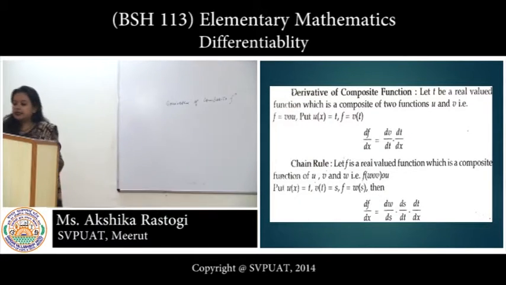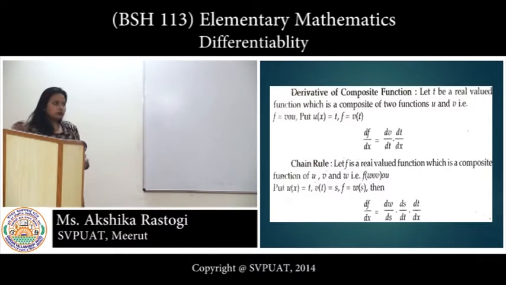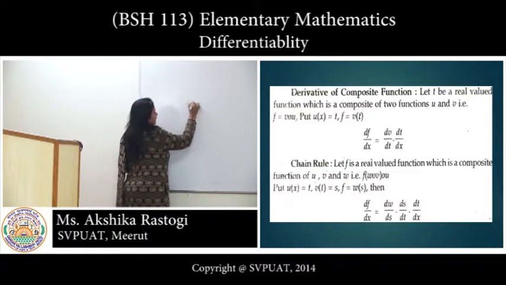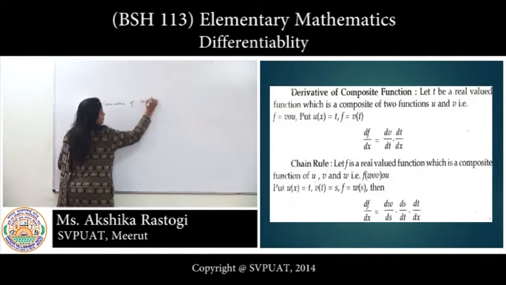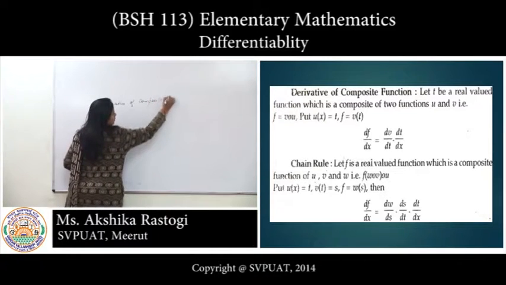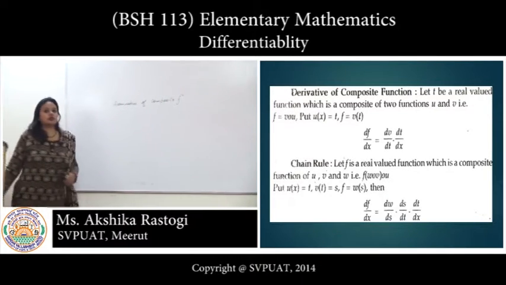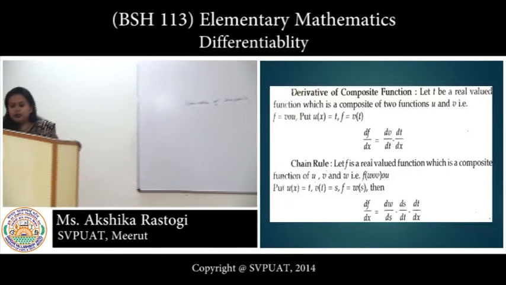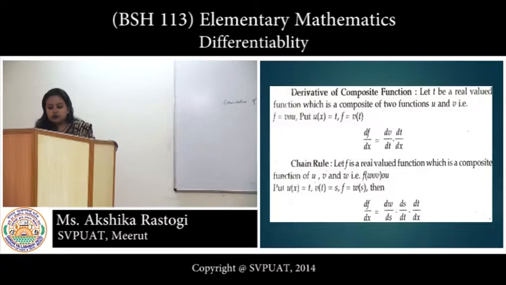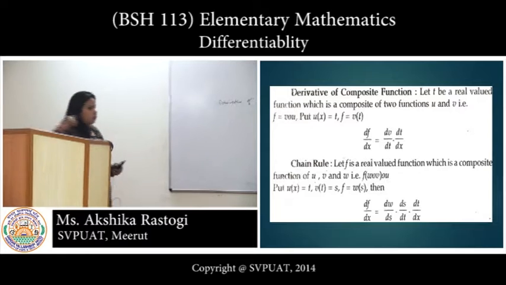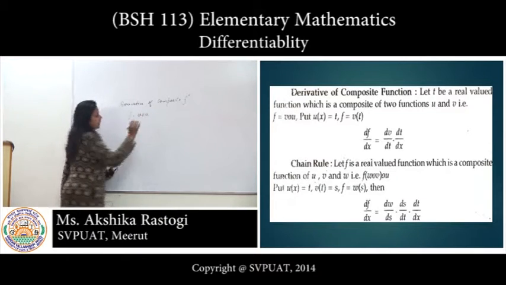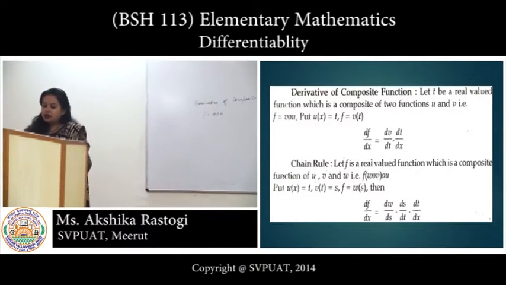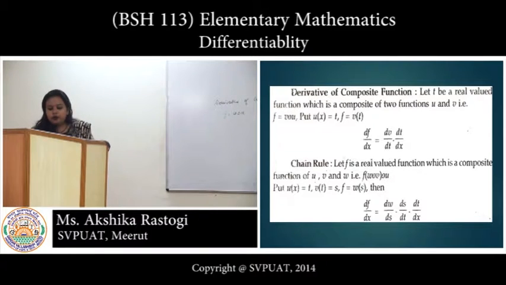Then we also have the derivative of a composite function. What is this? Let f be a real valued function which is a composite of two functions u and v, that is f equals v o u. We have two functions like this. v o u, put u(x) equals t.